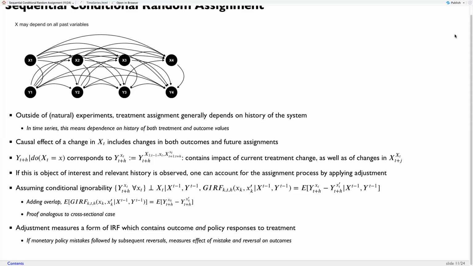So this is actually what we usually get by applying an adjustment type formula, and sort of preview the way we're going to apply an adjustment formula. Or let me rephrase this. The way other people usually apply an adjustment formula is linear regression. So they'll regress yt plus h on the treatment and a set of controls. And that's what you're getting here. So adjustment measures a form of this IRF, which contains both the outcome and the policy responses to treatment.